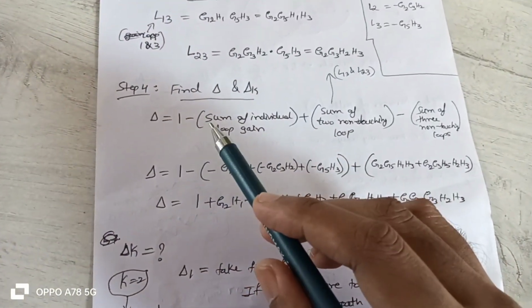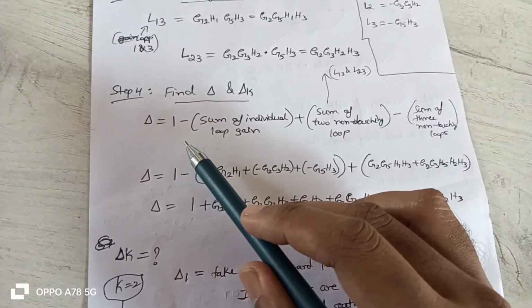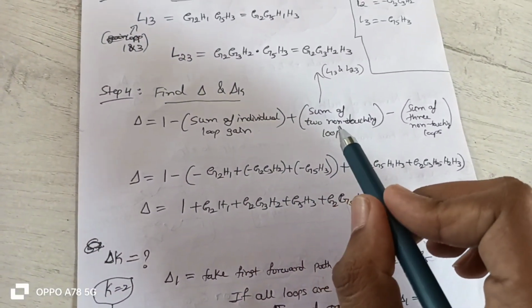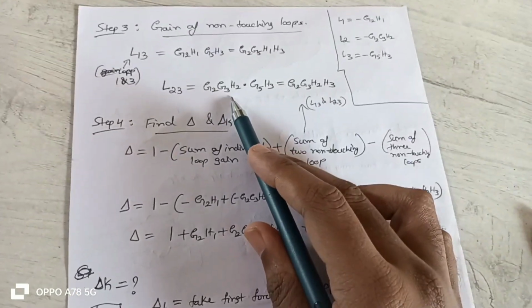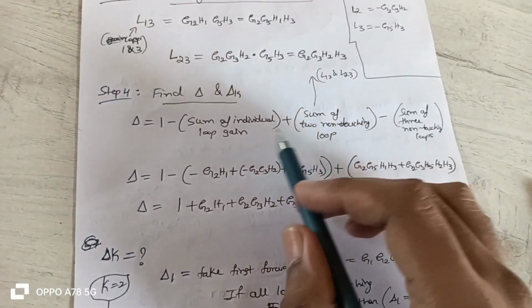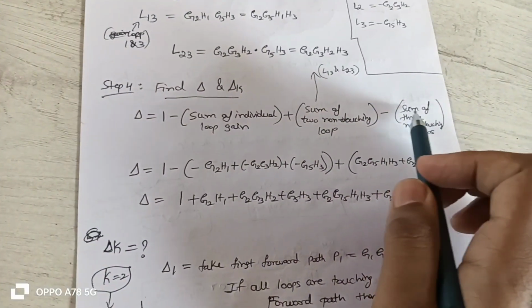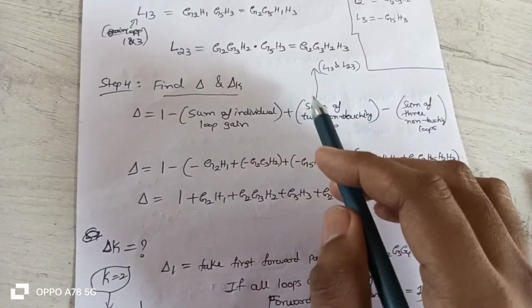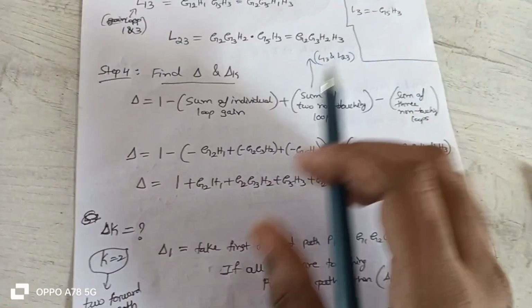Next, step 4 is to find delta and delta k. Delta is found by using this formula: 1 minus the sum of individual loop gains, plus the sum of two non-touching loops, that is nothing but this one, minus the sum of three non-touching loops, if further it is given. Here the sum of three non-touching loops is 0. So the signs are alternating: first negative, positive, negative, and next positive.